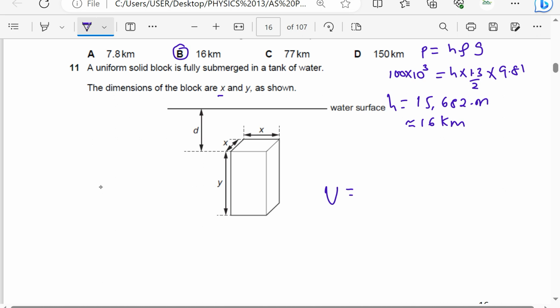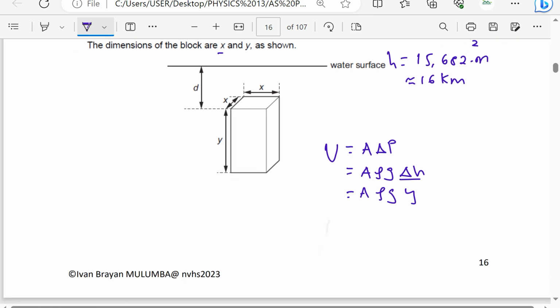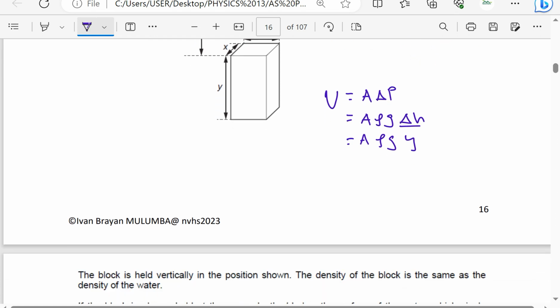Upthrust is equal to cross-sectional area times difference in pressure. If it is fully submerged, then the height y will always be the same, because D remains the same. The change in pressure will be density times g times the difference in height from the top and the bottom, so this will always be cross-sectional area times density times g times y, as long as it is fully submerged. The depth D is remaining the same.